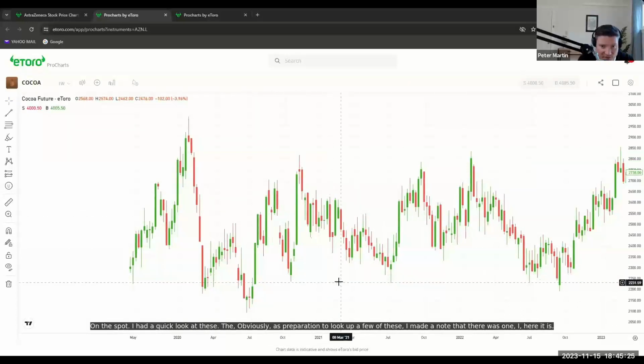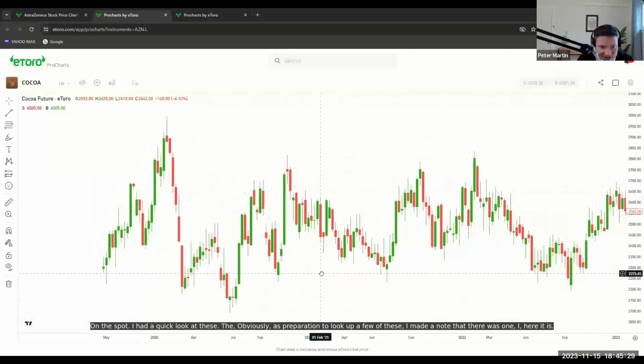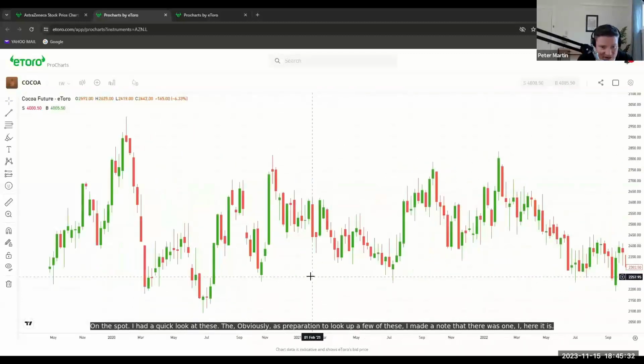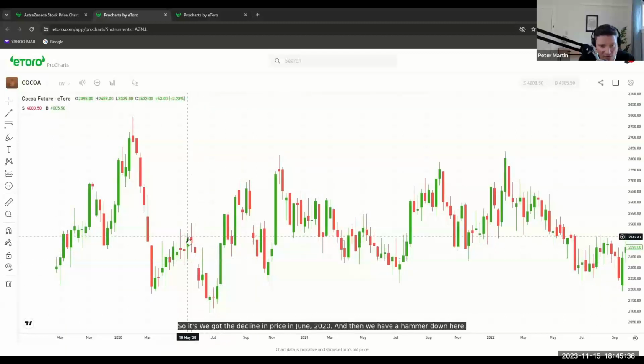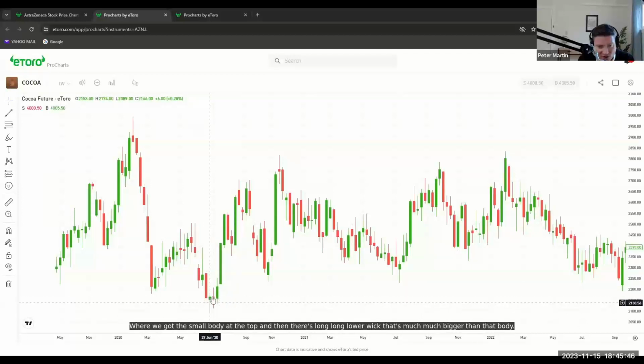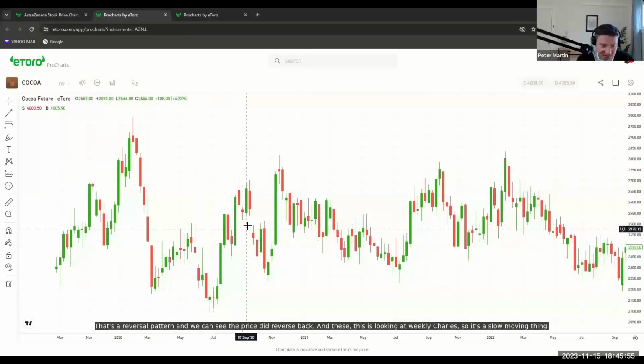I had a quick look at these, obviously as preparation, and I made a note that there was one. Yeah, here it is. So we got the decline in price in June 2020, and then we have a hammer down here where we've got the small body at the top, and then this long lower wick that's much bigger than that body. That's a reversal pattern, and we can see the price did reverse back. And this is looking at weekly charts, so it's a slow moving thing.